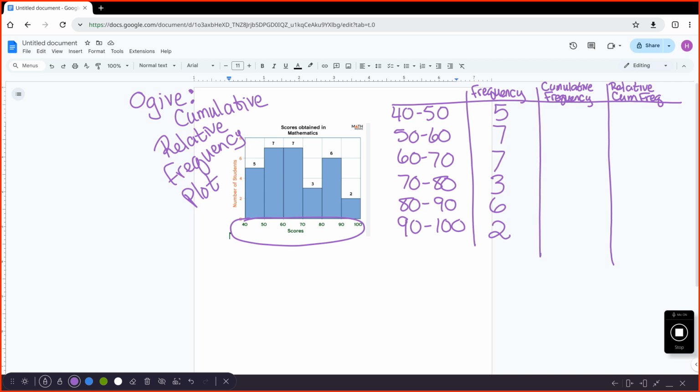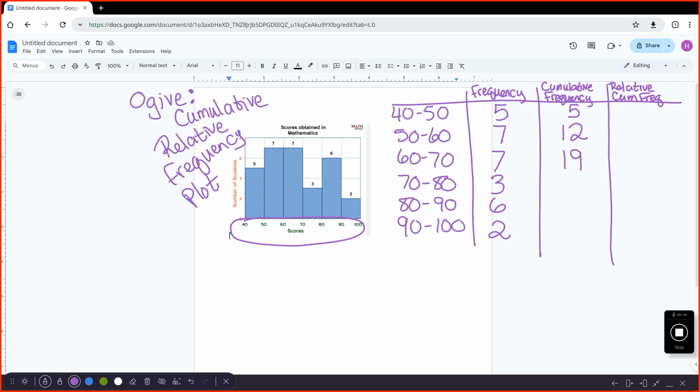So we're taking our frequency and we're turning it into a cumulative frequency. I want to know how many people scored below 50 on this test. The answer is 5. For the next part, I want to know how many people scored below 60 on the test, which is 12, because it's the 5 from here and the 7 from here. And then how many people scored below 70? I'm going to add in this 7, which will give me 19.